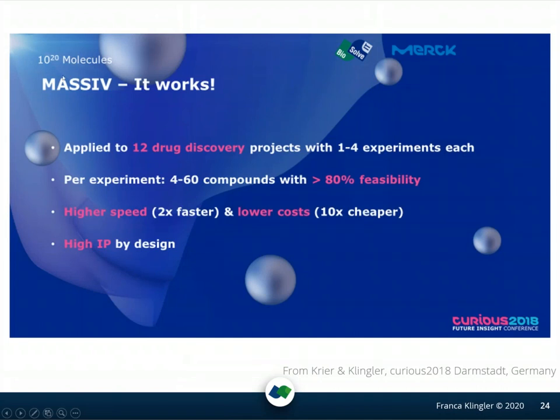This is another application example from the people from Merck. They applied their massive space in numerous drug discovery projects. This is a nearly 2-year-old slide now. By then it was all relatively new, but they had already applied it to 12 different drug discovery projects, where they did 1 to 4 searches in their space in each of those projects. And for each search, they selected 4 to 60 compounds, which they synthesized.